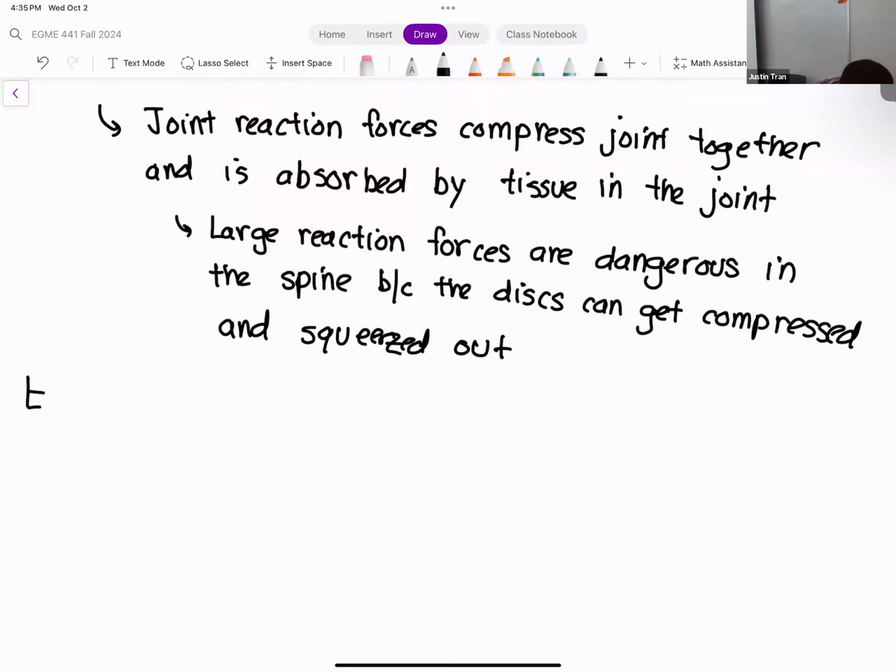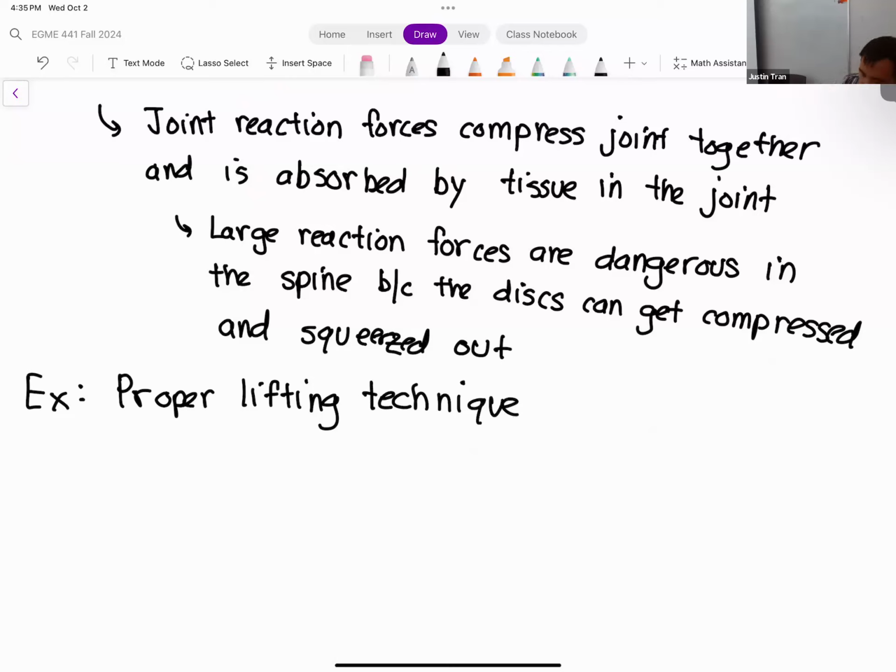So let's do an example. With that in mind, let's take a look at some numbers here. In this example, we're going to examine proper lifting technique. And I don't mean weightlifting, although you can do weightlifting like this. What I mean is lifting a relatively large weight from the ground up into your arms.